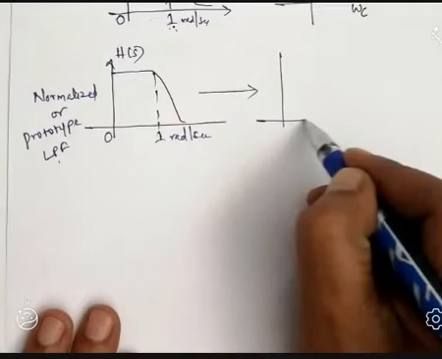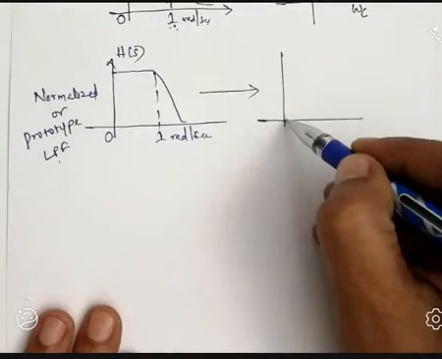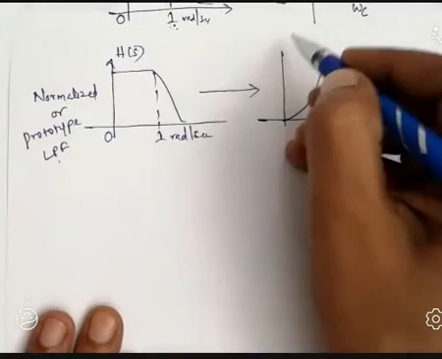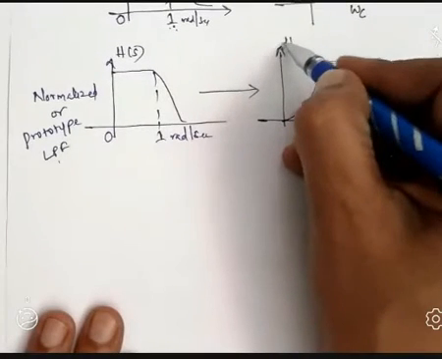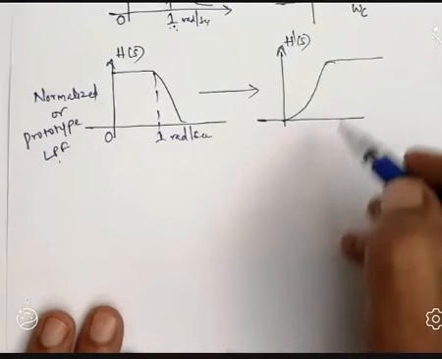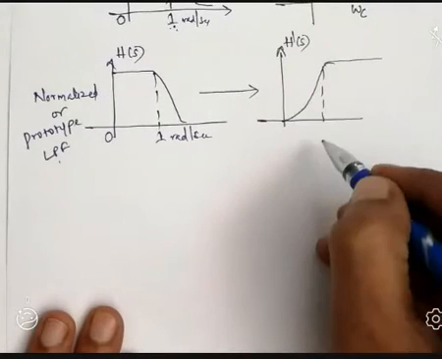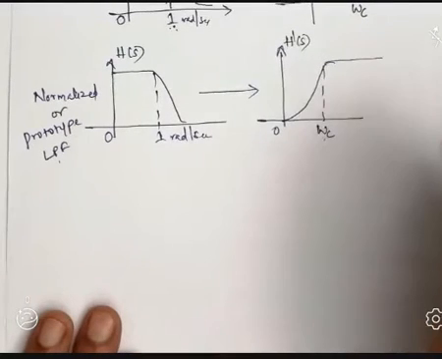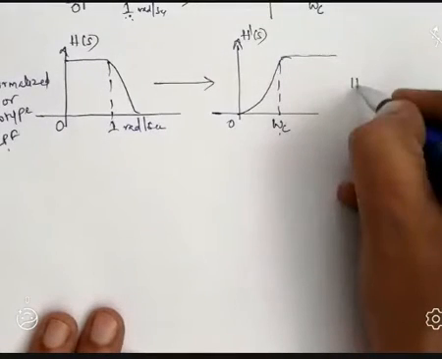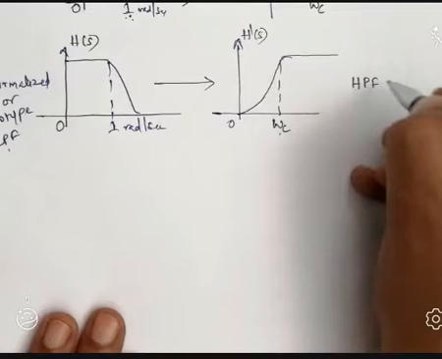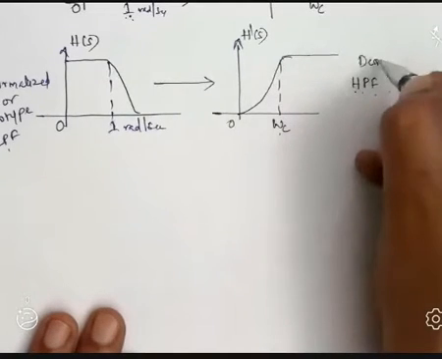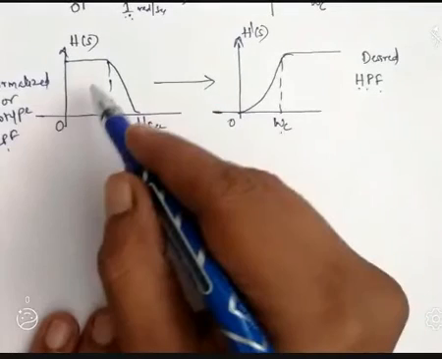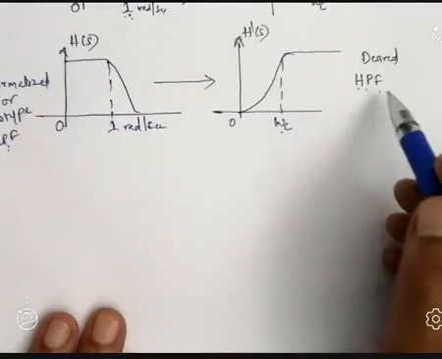So that one I am sketching like this: frequency characteristics of the high pass filter. This is H dash of S. This is the cutoff frequency, which becomes omega C. It is the HPF, high pass filter of desired frequency as per the requirement. So how are we performing this? Converting from low pass filter to high pass filter of desired frequency.